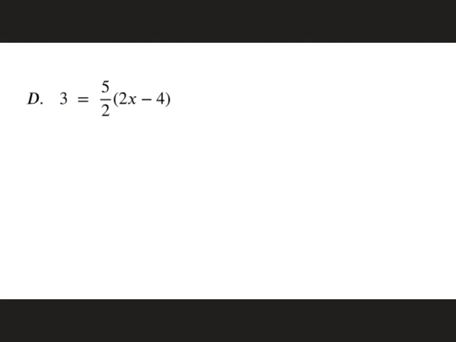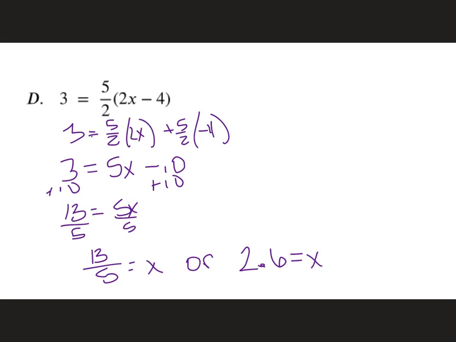Go ahead and try to solve this one. Decide if you want to distribute or if you want to multiply by the reciprocal. So this one does work very nicely to distribute because both of those terms are divisible by 2. So if you distribute it, you should end up with 3 equals 5x minus 10. And then when you go to solve from there, you should get 13/5 for x. Or if you convert it to a decimal, it would be 2.6.